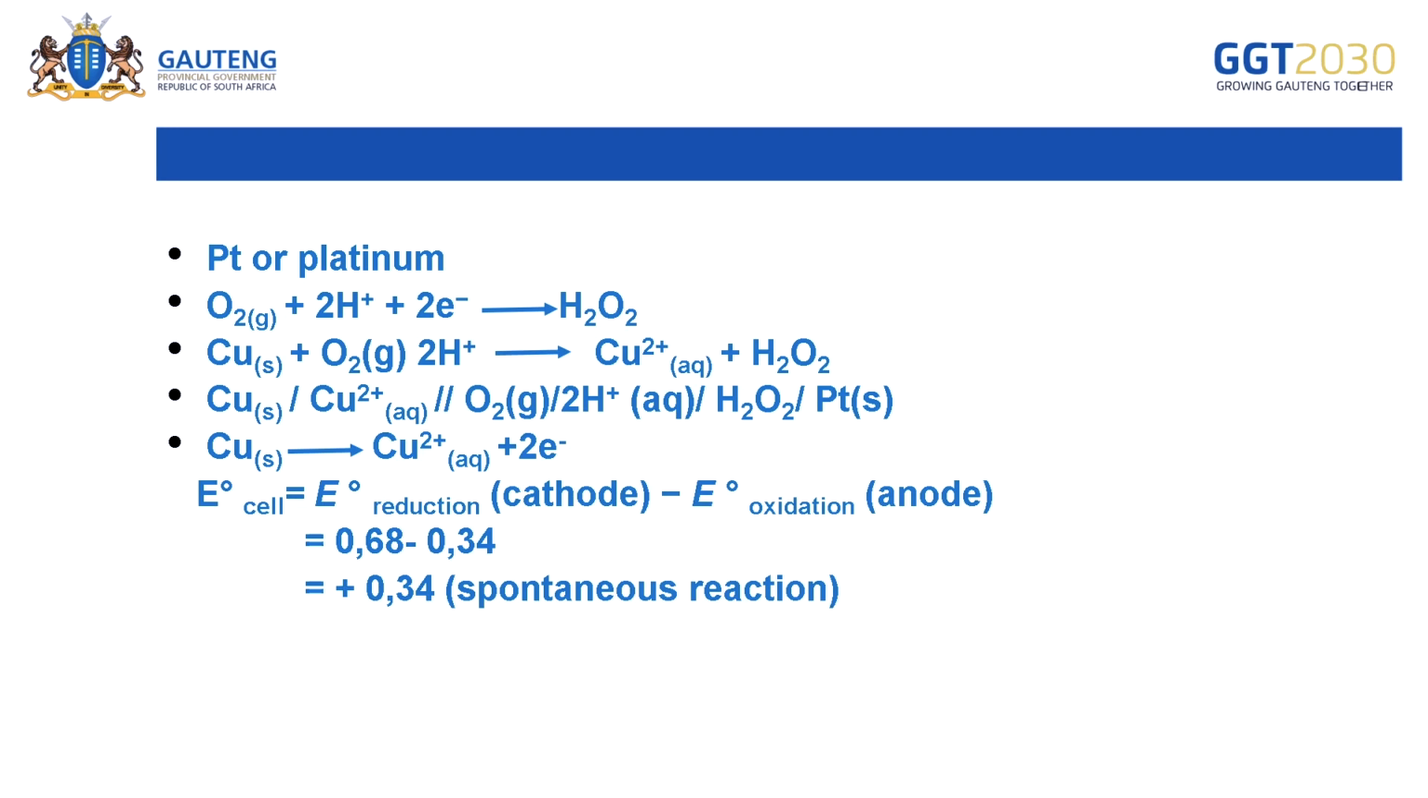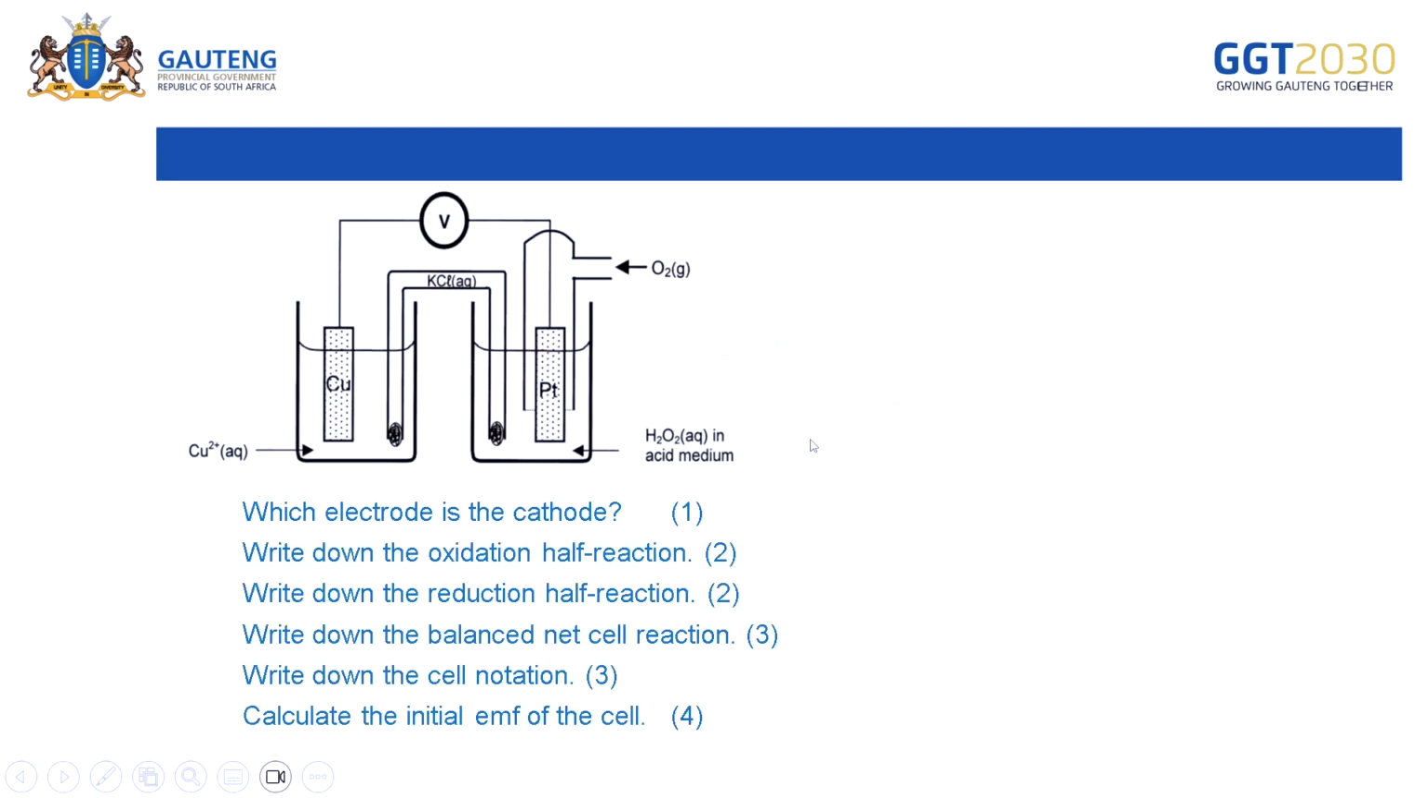So that's why, if you check my solution at the end, I added the platinum, because we are seeing this hydrogen peroxide is inert. So it cannot transmit electricity. That's why we add the platinum there to substitute. Right. Next question. Write down the cell notation.